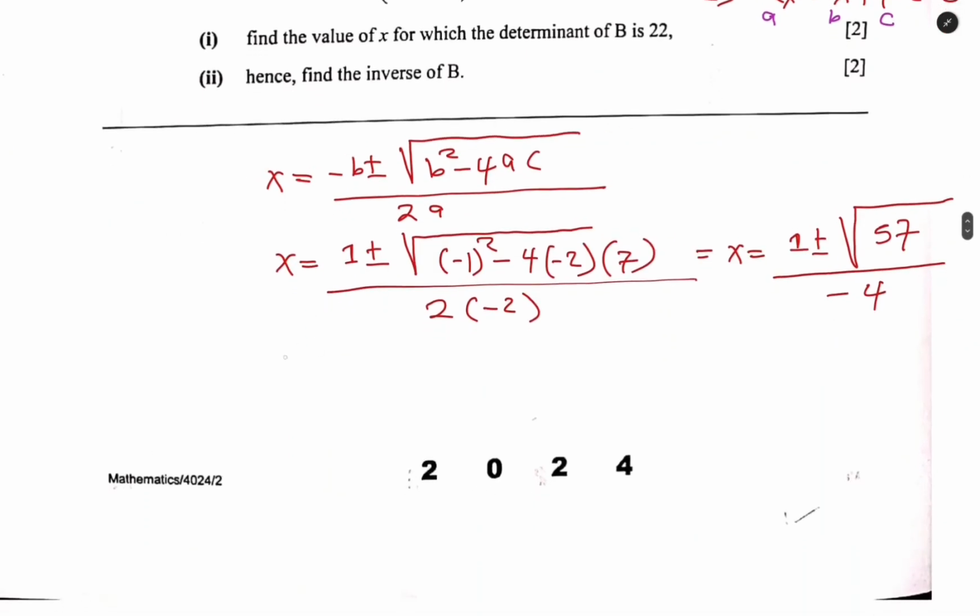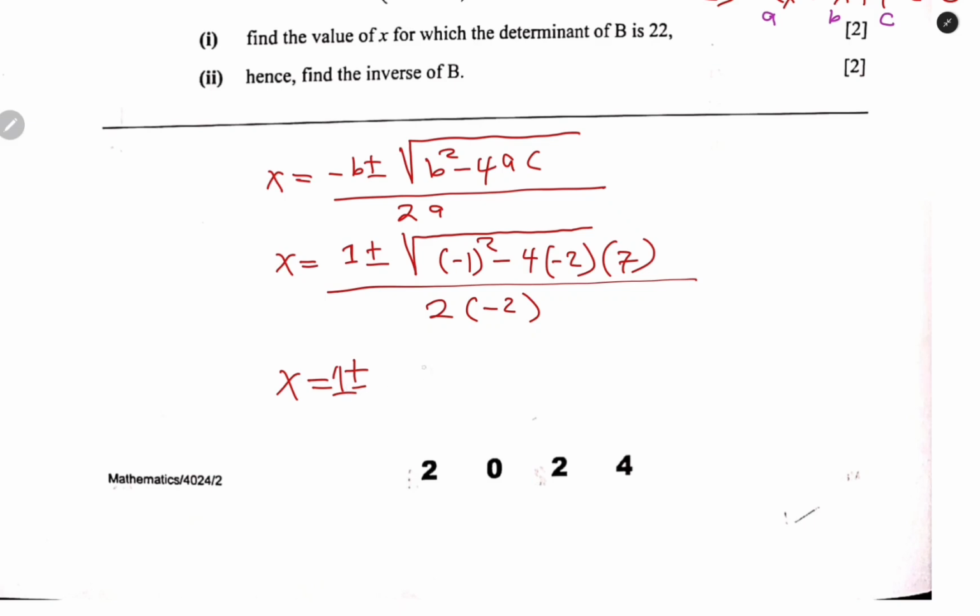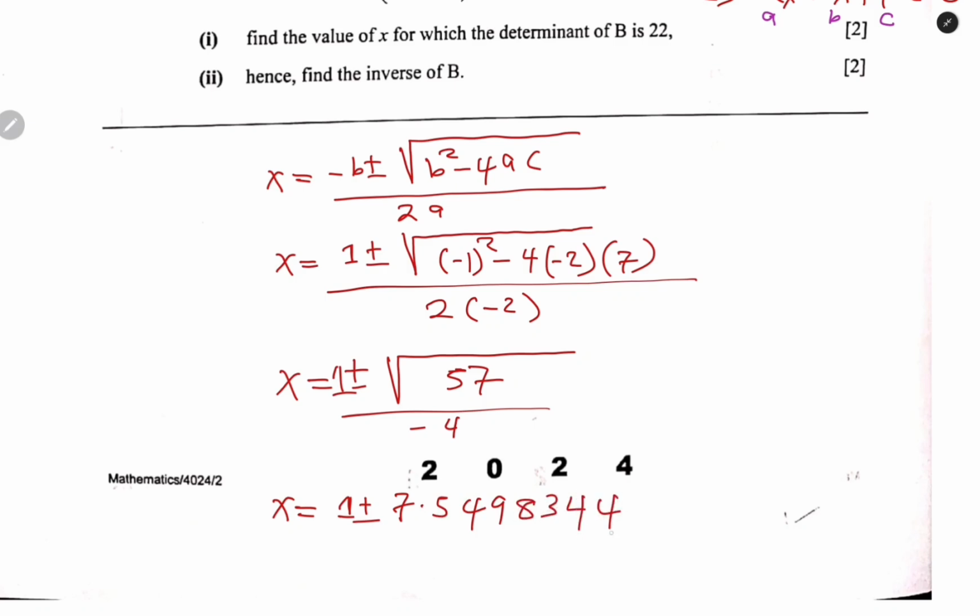I'm just doing it for the sake of space, but you make sure that your information is flowing down. So x is equal to 1 plus or minus the square root of 57, divided by negative 4. So what is the square root of 57? The square root of 57 is 7.549834435. Divide.